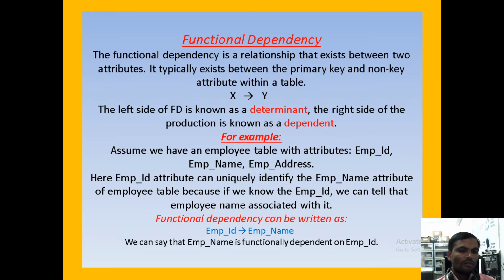Now, if you want to write the functional dependency between the employee ID and the employee name: employee ID functionally determines employee name. The employee ID is a unique value, whereas the employee name can be a repeated value. So the example functional dependency is: employee ID determines employee name.